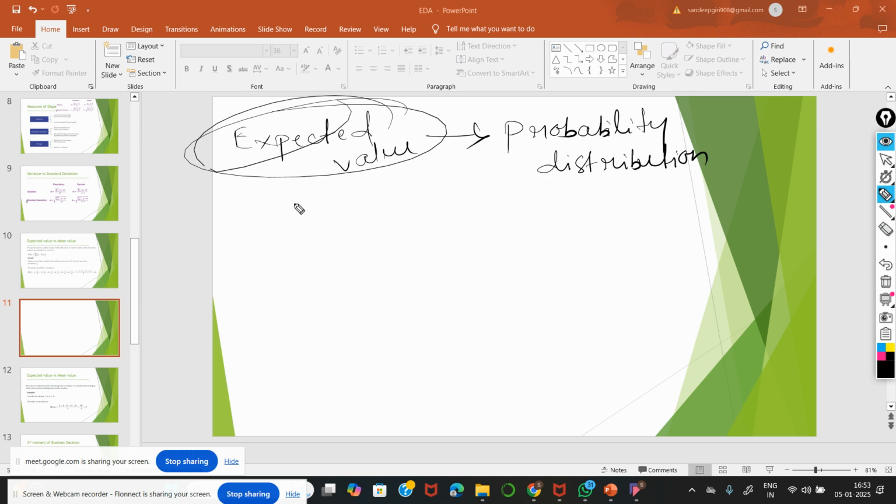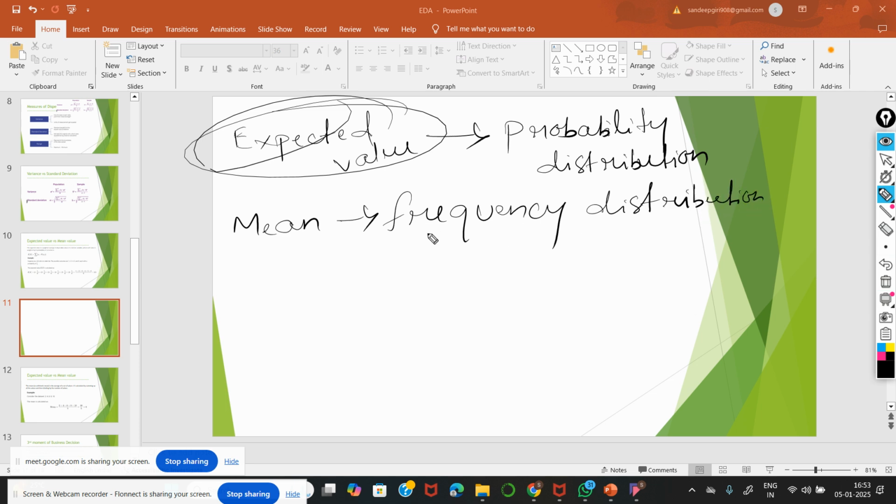And mean deals with frequency distribution. When calculating mean, no probability is used. Simply the frequency, the number of terms present, how many times, simply take it, get the sum of it, divide by n, that is nothing but your mean. But coming to expected value, you should be having the probability value.